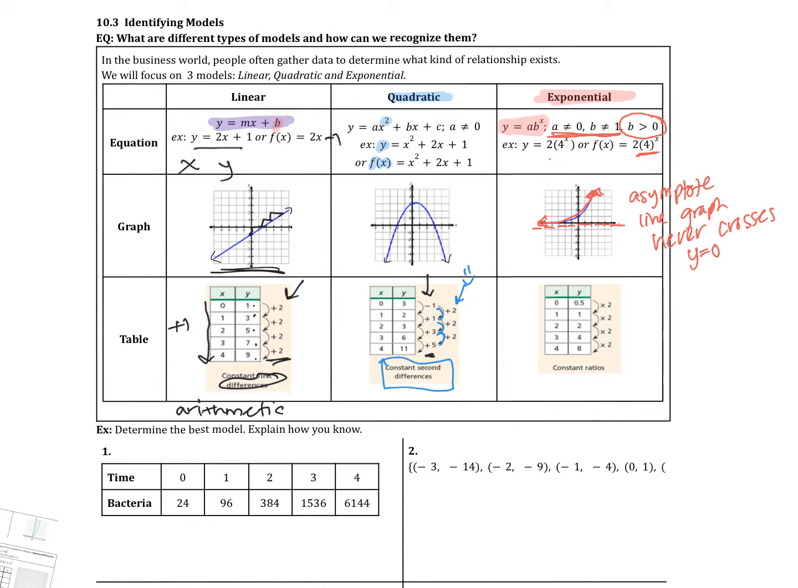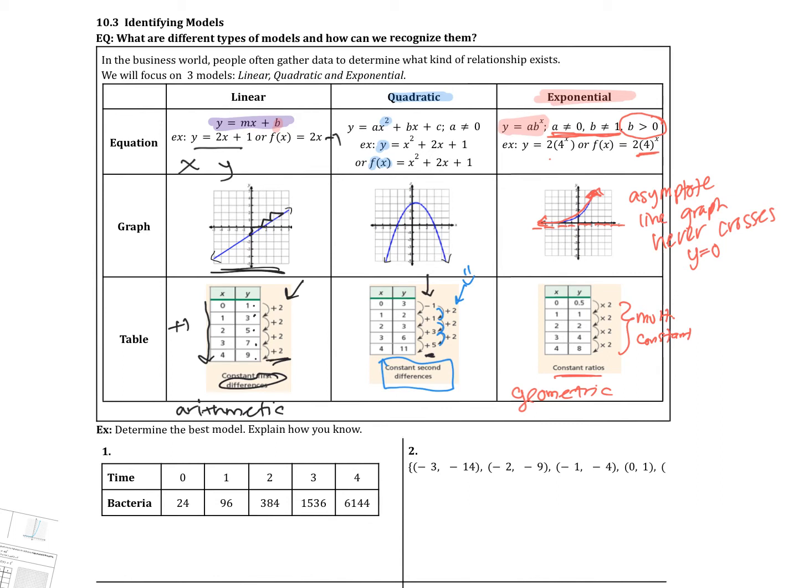What does that look like in a table? Instead of looking at the common difference, we're going to actually see that there's a common ratio. We're multiplying by some constant value to get from one y value to the next. And this should sound a little bit familiar. This sounds a lot like a geometric sequence, which we talked about in 10.2.